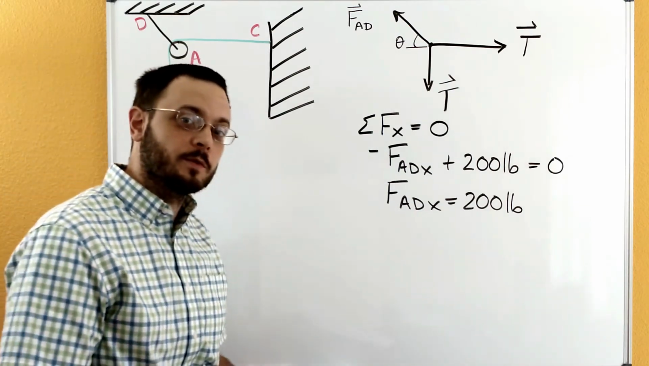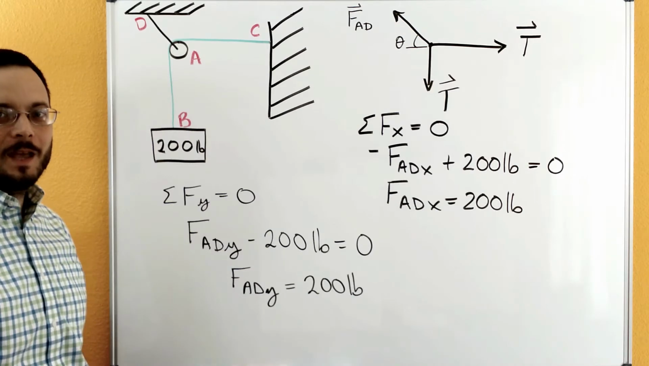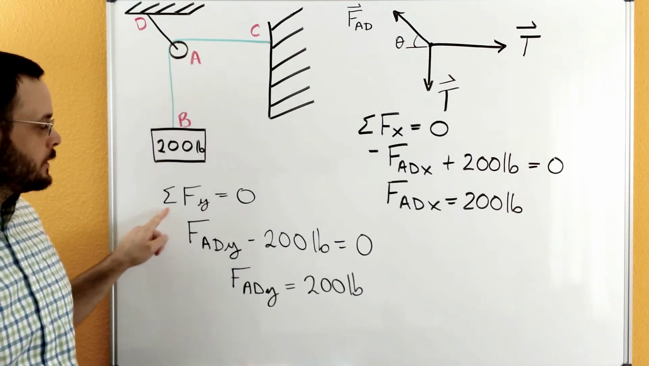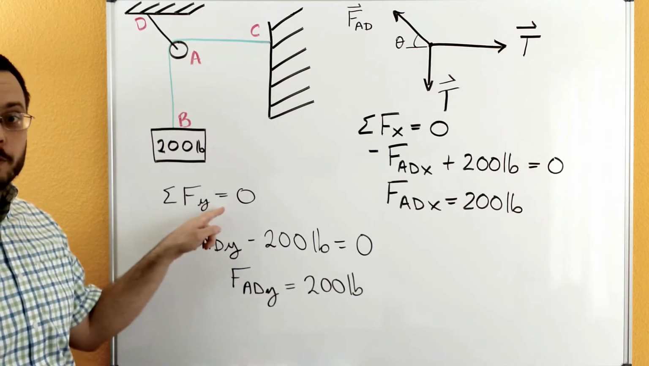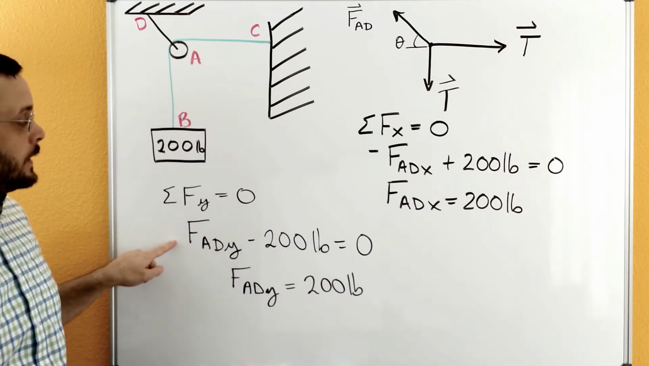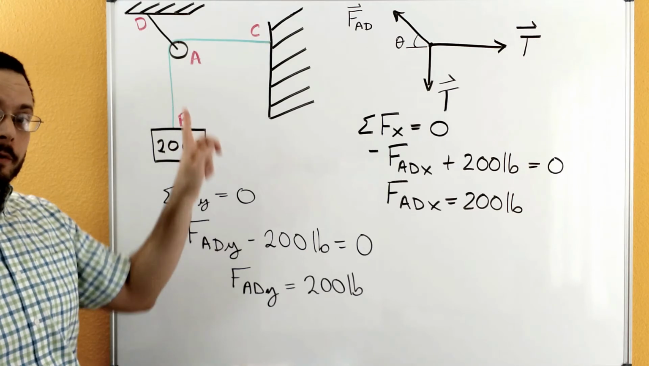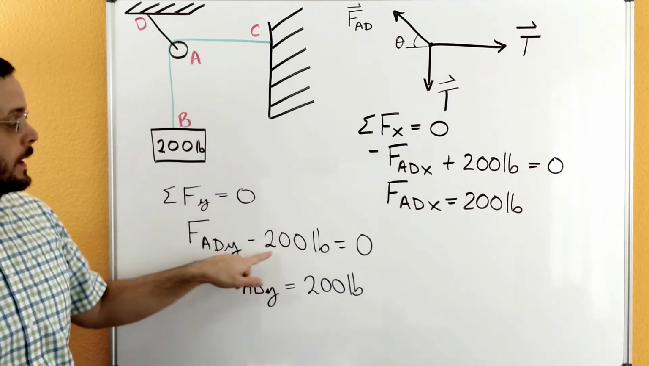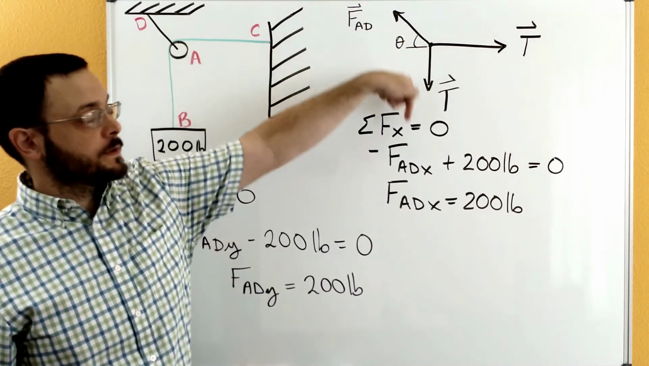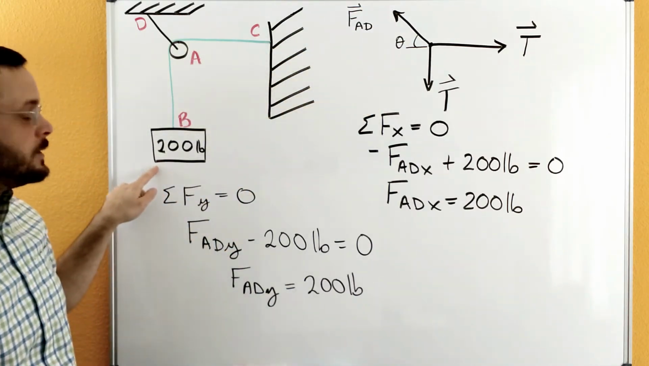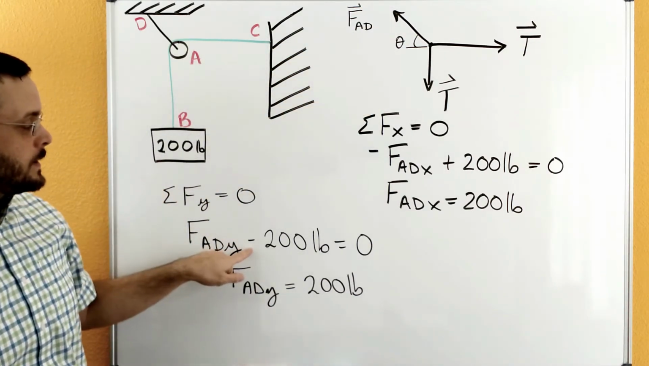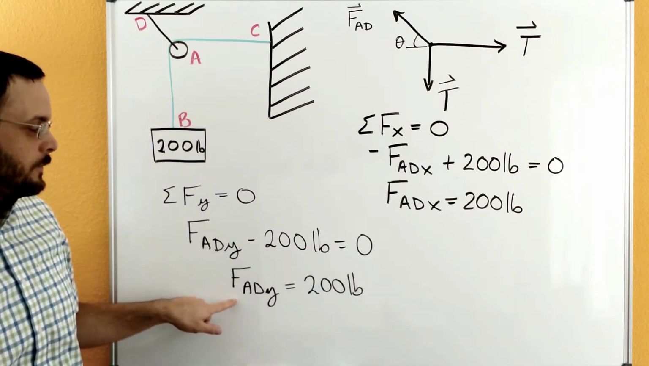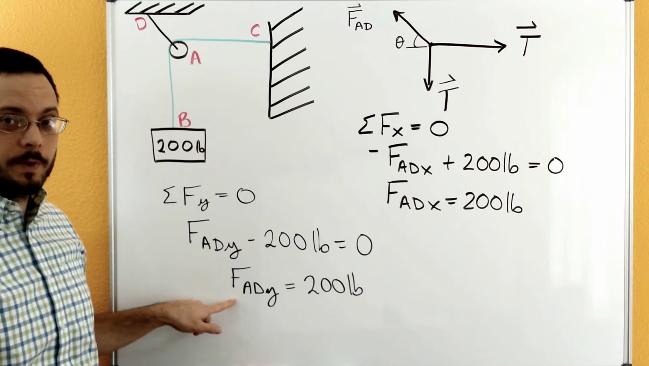Now let's do sum of forces in Y. And we get basically the same thing with sum of forces in Y. Again, make sure to write that sum of forces in Y equals 0. And then we have FADY component. We're doing that instead of doing FAD sine of theta. And then we have the T force that's coming down. Remember, our T force is 200 pounds, so it's going to be negative 200 pounds equals 0. And so we get FADY is equal to 200 pounds.